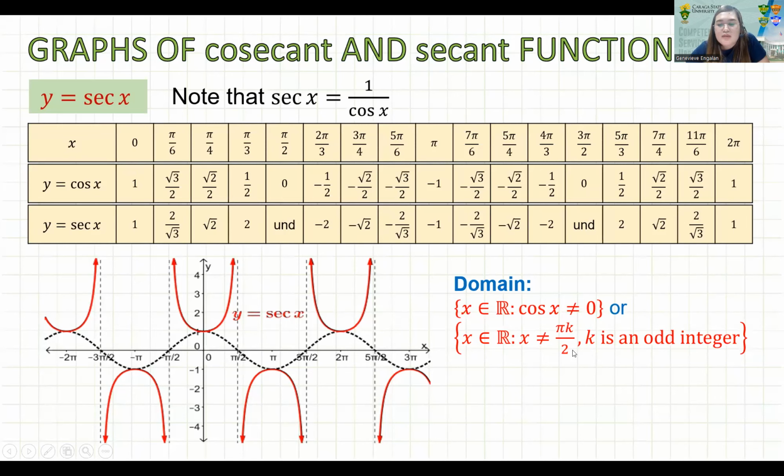So mao na siya ang domain. Ang range niya is the same, negative infinity to negative 1, union 1 to positive infinity. So as you can see, walay values diha in between sa ato ang 1 ug negative 1, no?